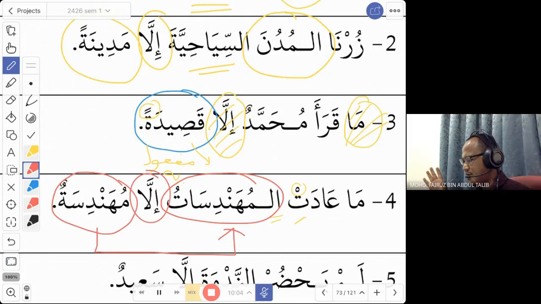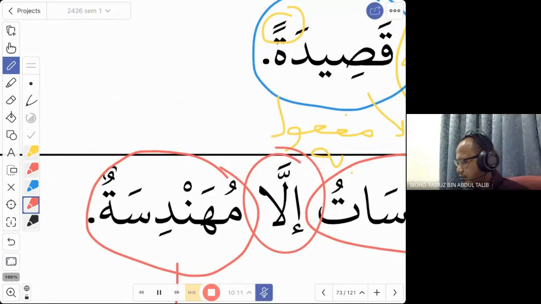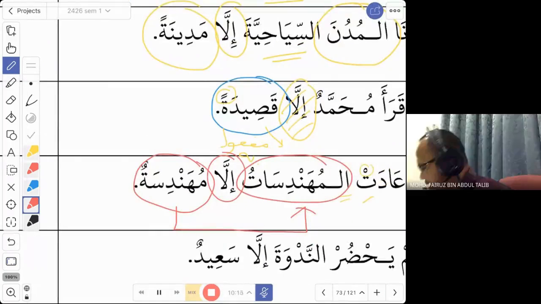In this case, what is the first option? Mansub. Yes, the first option is mansub. So if you want to read it with mansub, how do you read the word? Illa muhandisatan. Yes, ma'adatil muhandisatu illa muhandisatan.